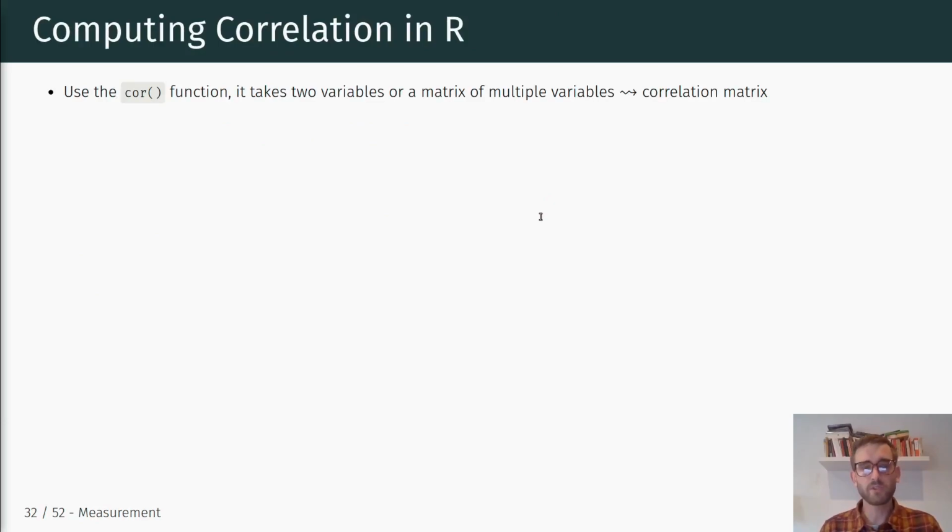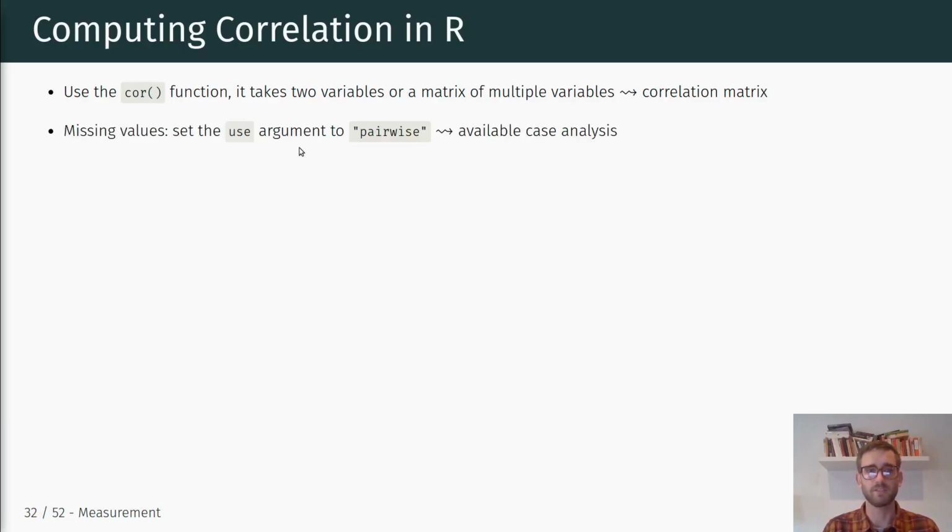If we want to compute correlations in R, we can use the cor function in R, and this function either takes two variables as an input or a matrix of multiple variables as an input in order to provide a correlation matrix of all individual pairs of variables in that matrix. Okay, I'm going to show you an example in a second.